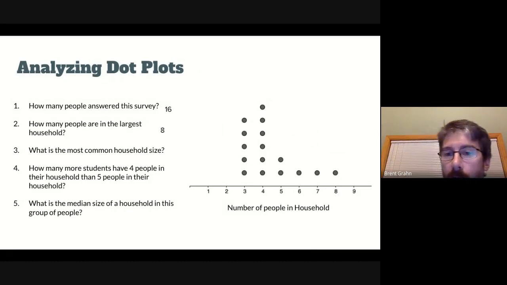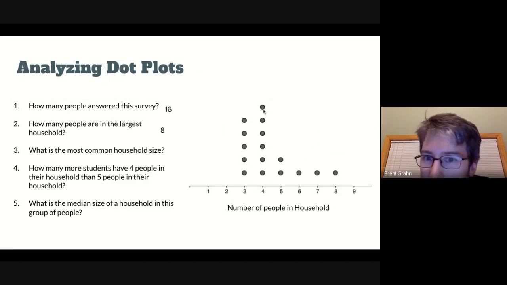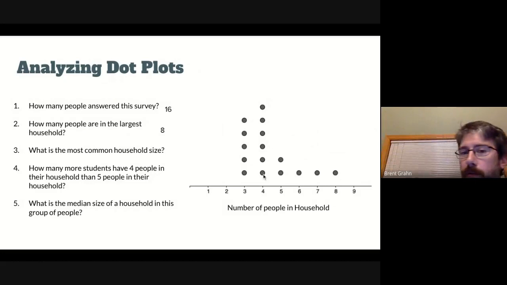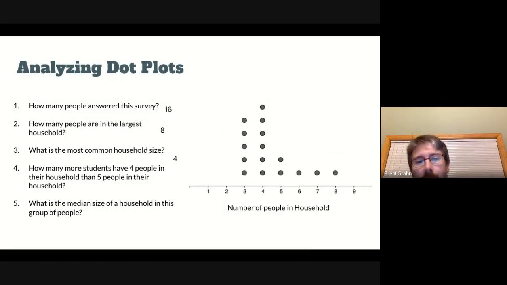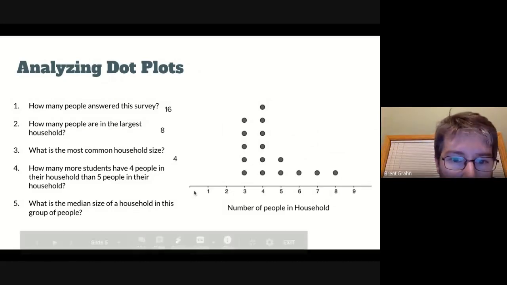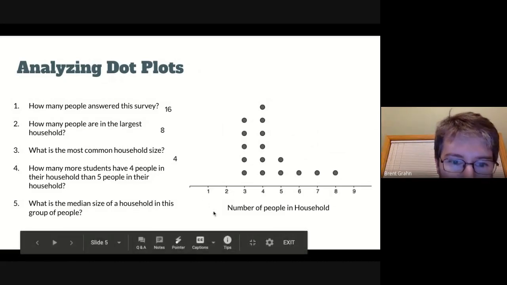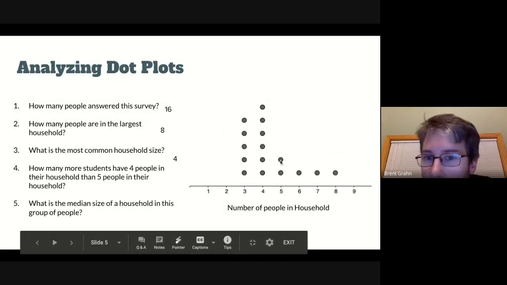What is the most common household size? Well, according to this data, it would be the one with the largest number of dots, so 4. There were 6 people who answered that they lived in a household of 4 people. So 4 is the most common household size. How many more students have 4 people in their household than 3 people, or than 5 people in their household, excuse me.